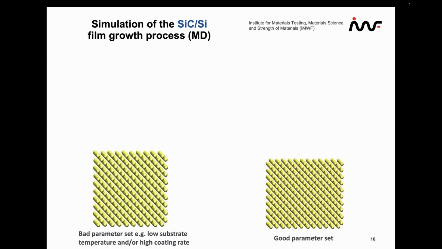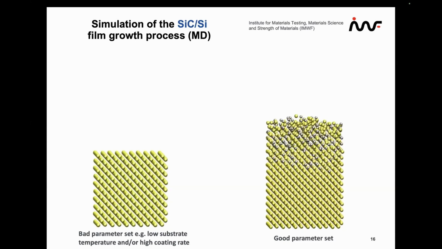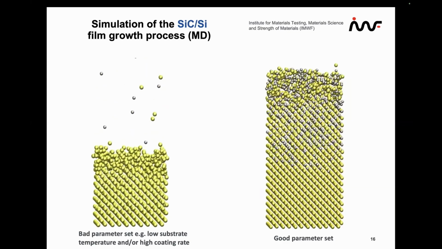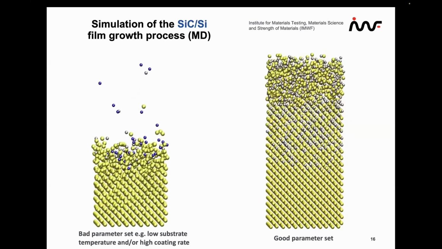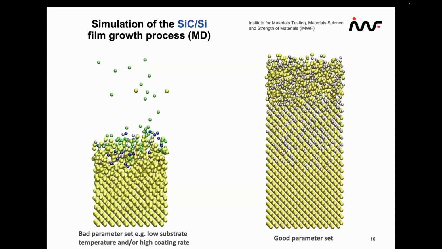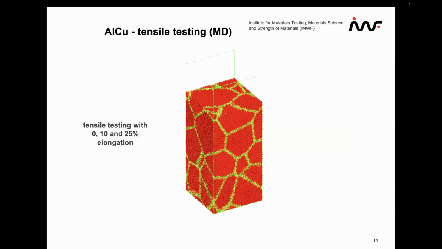Molecular dynamics can be used for many different purposes. Here, for instance, you can simulate the film growth process of silicon carbide on silicon. And if you have good or bad parameter sets, you can either find a perfect lattice or a disordered lattice. Therefore, the method can help a lot in discriminating the individual parameters which are needed to do the right simulation and finally production. In this example, you see an aluminum copper alloy under tensile testing conditions.